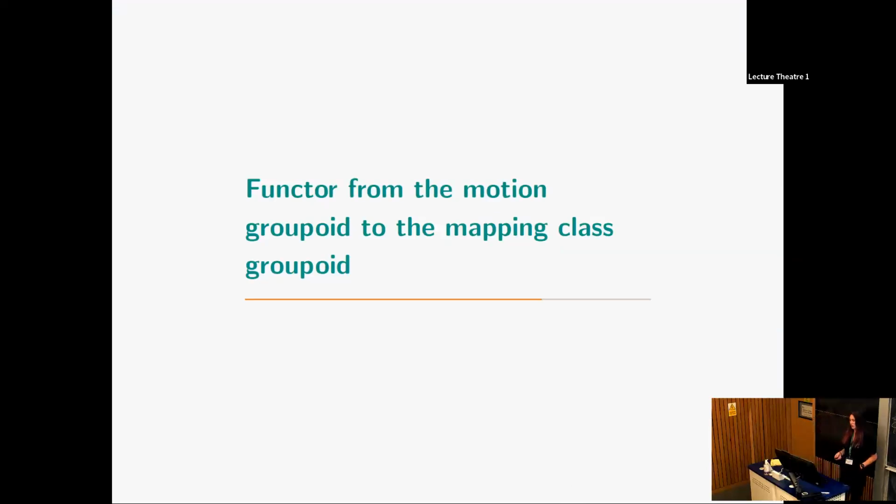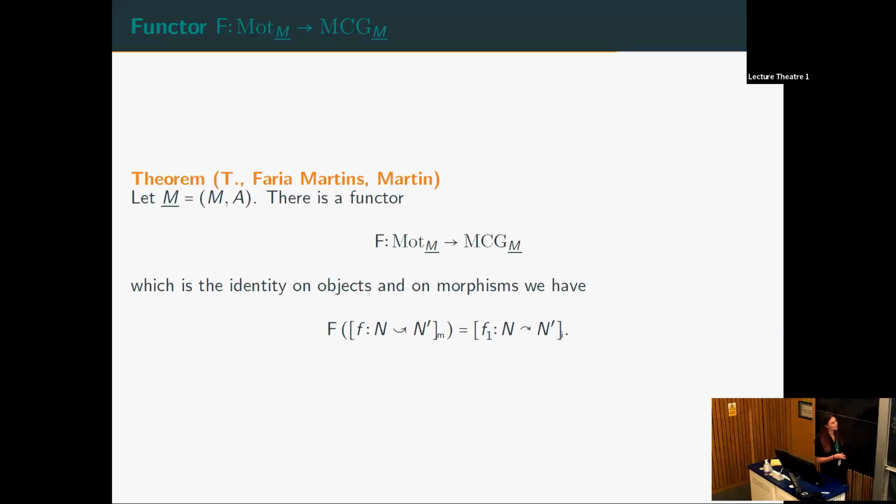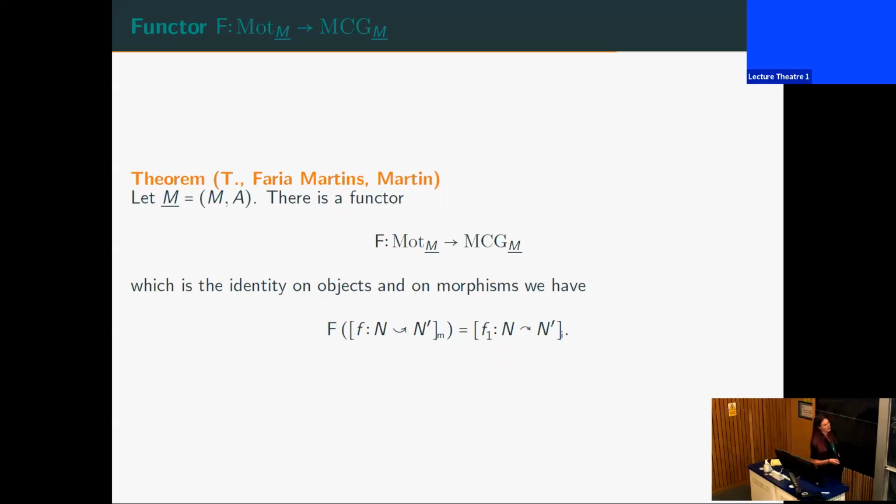Okay, so now we want to ask, when are these two things the same and when are these two things different? So we can construct a functor from the motion groupoid to the mapping class groupoid. Firstly, we define a functor which just takes equivalence classes in the motion groupoid and sends it to the equivalence class of the endpoint in the mapping class groupoid. So this is the identity on objects, and on morphisms we just look at the endpoint of this path.